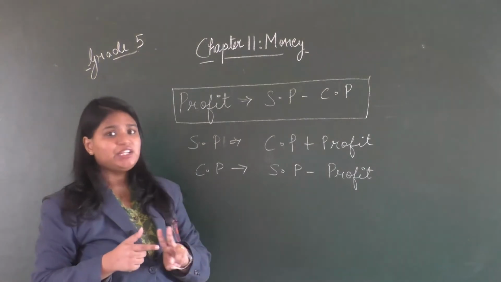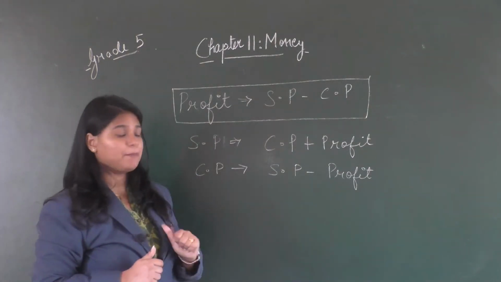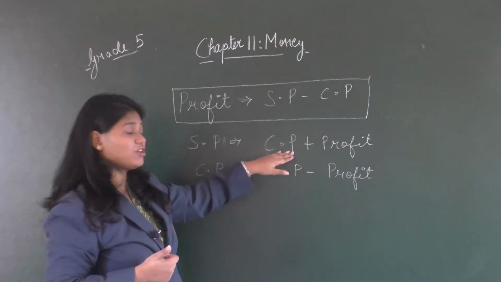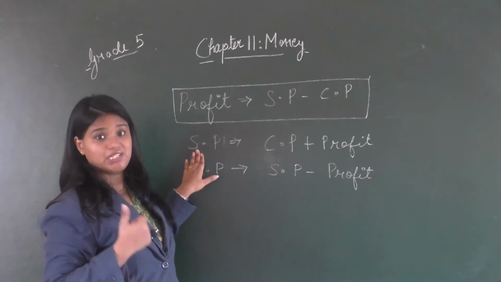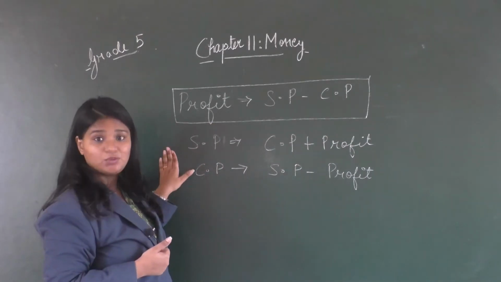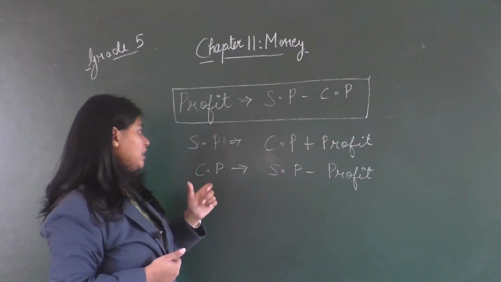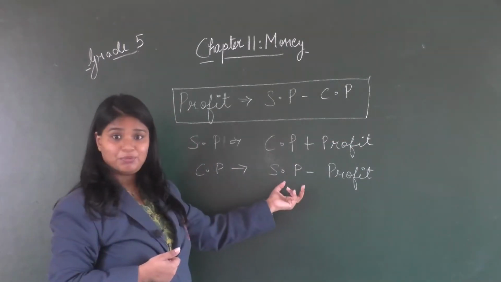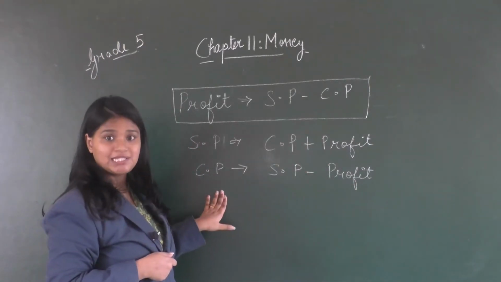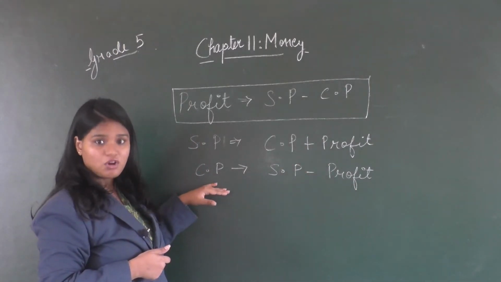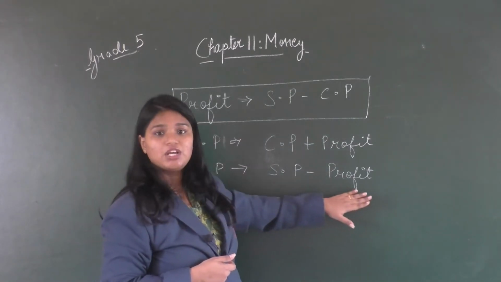Now, if you have any two values, you can find the value of the third. For example, you have the value for cost price and profit. You can find the value for selling price. How? Selling price is equal to cost price plus profit. And if you have the value for selling price and profit, you can also find the value for cost price. How? CP or the cost price is equal to SP, that is selling price minus profit.